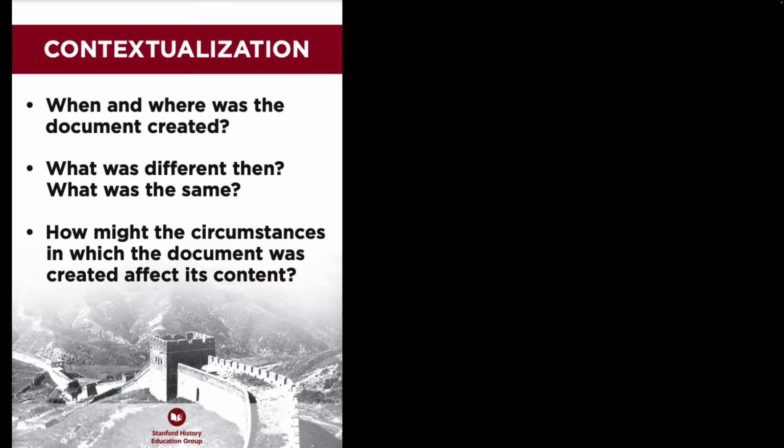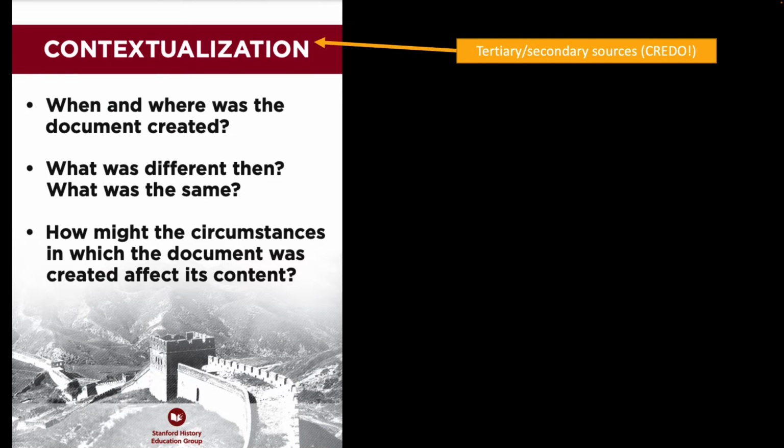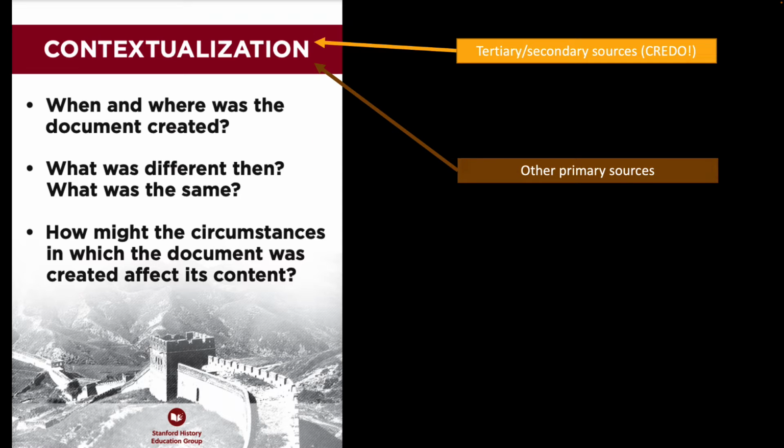So how do you establish the context, right? How do you do the work of contextualization? Well, first thing you can do is consult tertiary or secondary sources about the historical context. Another thing that you might look at is other primary sources. If you're gathering lots of different primary sources on a topic, sometimes they'll help contextualize situations for each other.